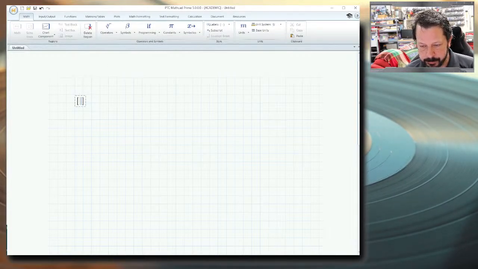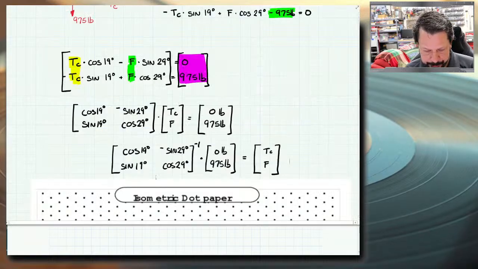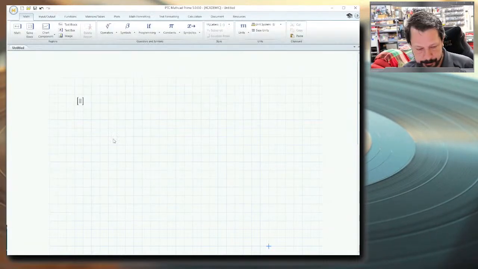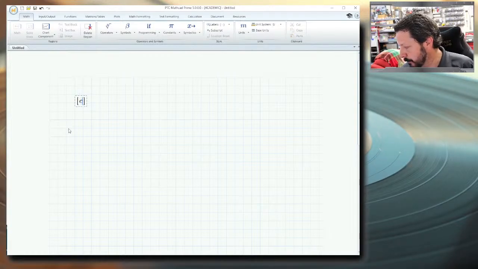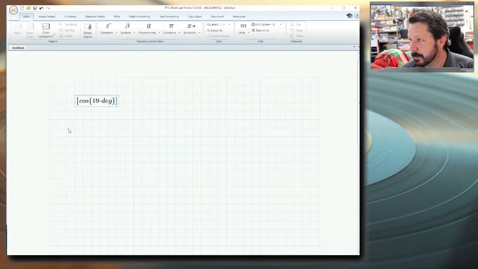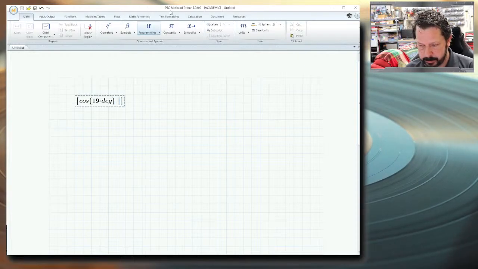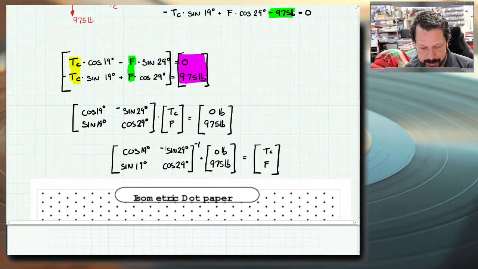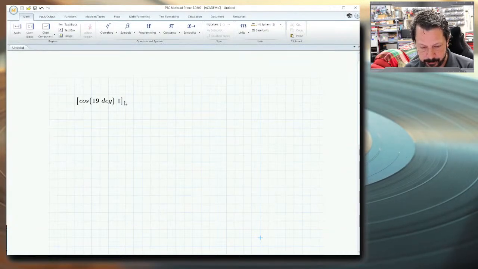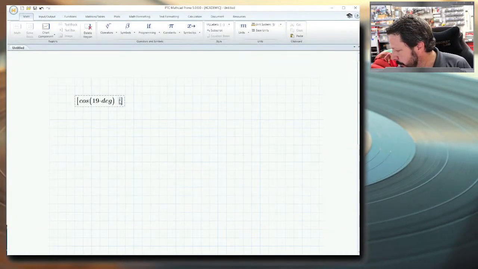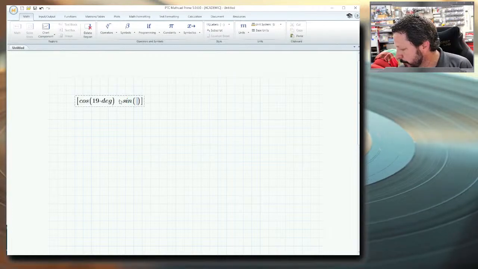Our first value in this matrix was cosine of 19 degrees. So we'll just write cosine of 19. Now we do have to specify that it's degrees because Mathcad is going to assume that it's radians otherwise. Shift space to add, what's the next one? Negative sine of 29 degrees. So we just put negative sine 29 degrees.